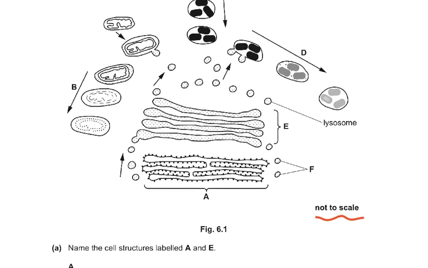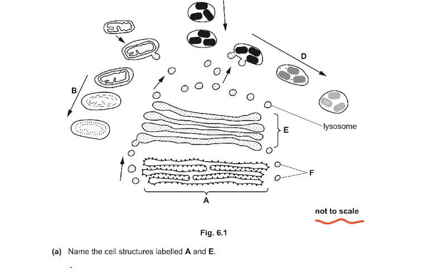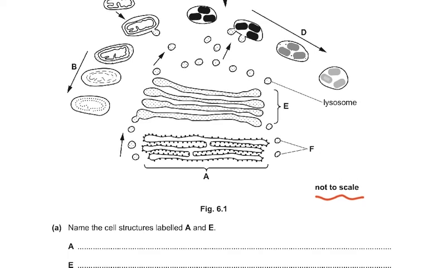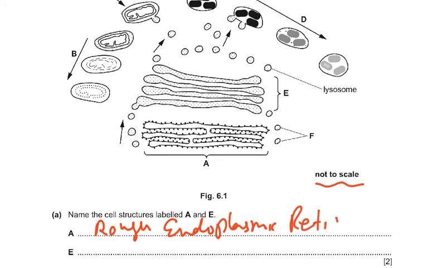Now it says name the cell structures labeled A and E. So what was A? A is the rough endoplasmic reticulum. Please do not write this in abbreviation because sometimes that is not allowed. So rough endoplasmic reticulum. Please get the spelling right. I'm sure you all know the spelling. Rough endoplasmic reticulum.